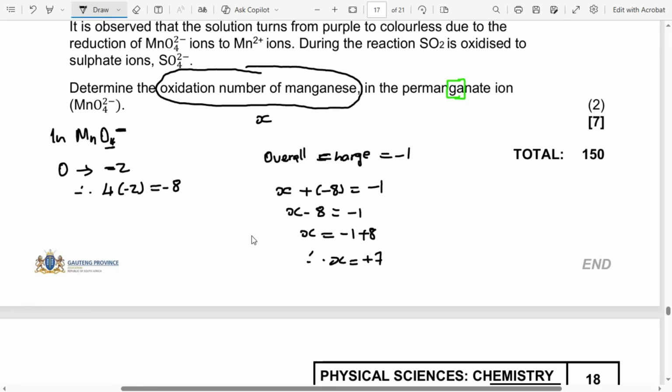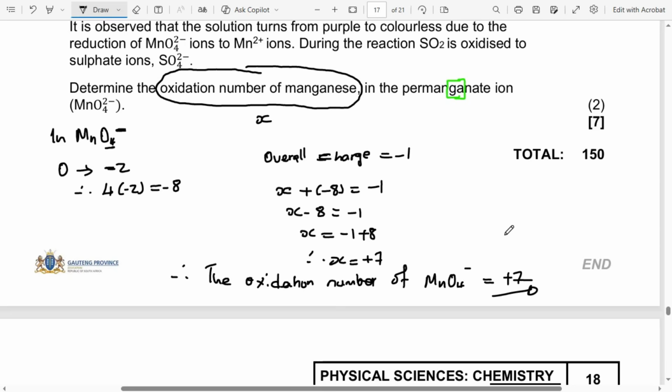So the oxidation number of Mn in MnO4 minus is equal to plus 7. And that's your answer, you are done.